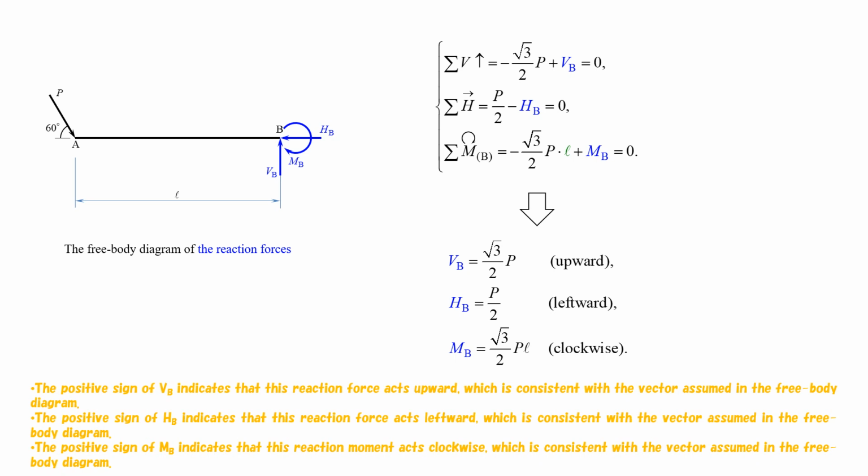The positive sign of HB indicates that this reaction force acts leftward, which is consistent with the vector assumed in the free body diagram. The positive sign of MB indicates that this reaction moment acts clockwise, which is consistent with the vector assumed in the free body diagram.